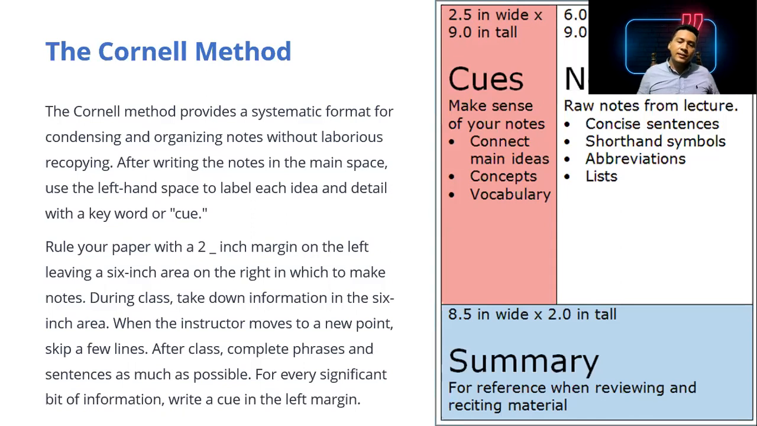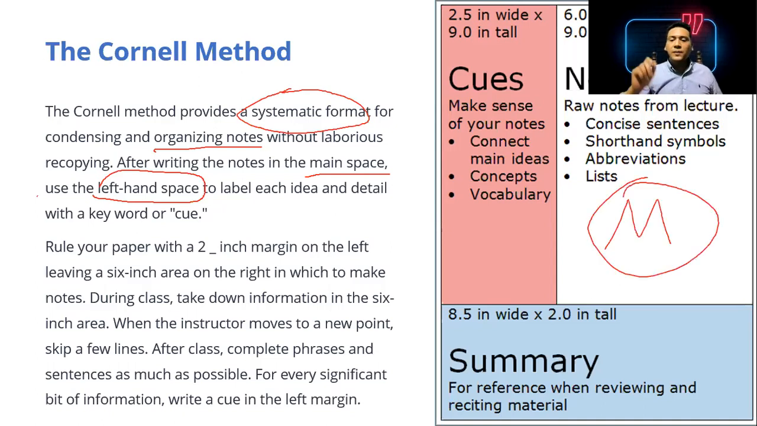So Jose was saying the Cornell method is a more organized method. Why? Because it's a systematic format for organizing notes. We're going to have a main space and a left-hand space. This space right here is the main space, and this other one right here is the left-hand space.